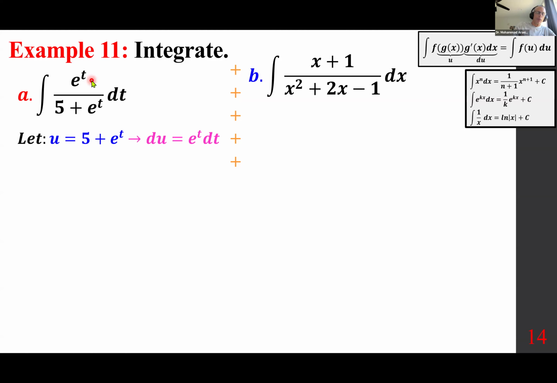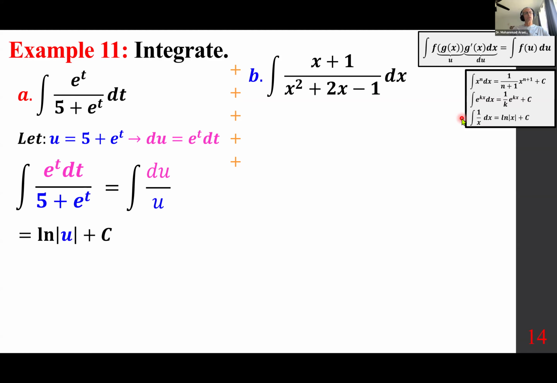We're going to rewrite this by putting the dt at top, and therefore clearly you have the integral of du over u, which becomes a natural log of absolute value of u plus c. Replace the u, and because this is always positive, in fact it's larger than 5, you can drop the absolute value. ln of 5 plus e to the power of t plus a constant.